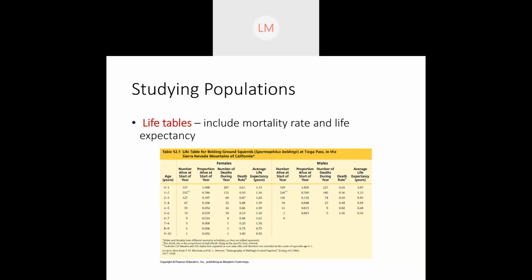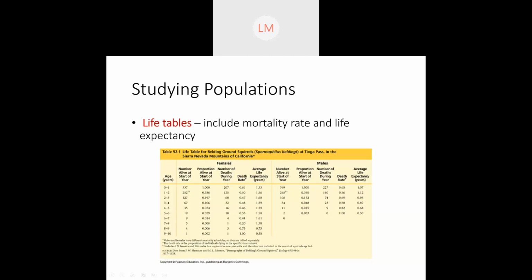Life tables can look a little bit different depending on what type of information is being included, but in general, we're going to have how many are alive in the population within that age range, the proportion that are alive at the start of the year. So of our individuals that are 0 to 1 years old, none of them have died yet. So there is 100% of those still alive. That's why our proportion alive at the start of the year is 1. But if you go to the next line here, we started with 337. Now there's only 252 in this next age range. So the proportion alive at the start of the year has decreased.